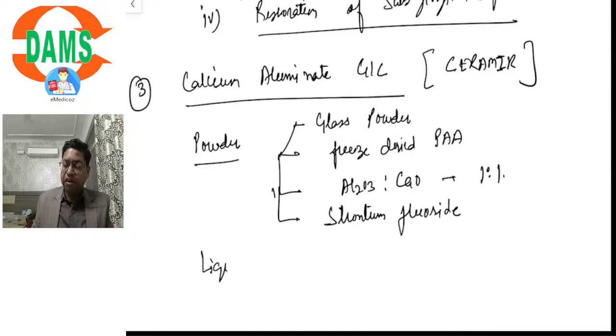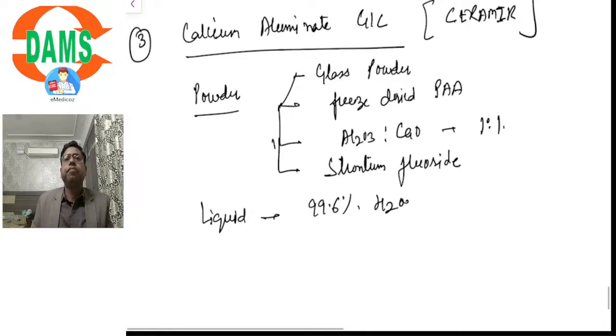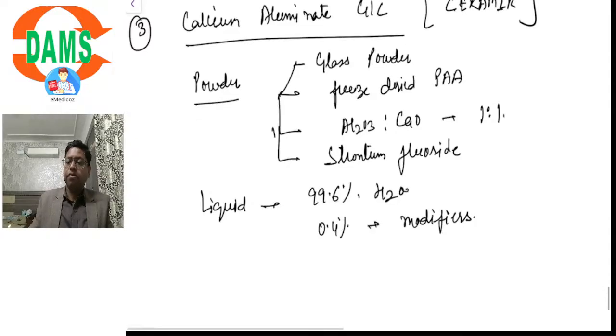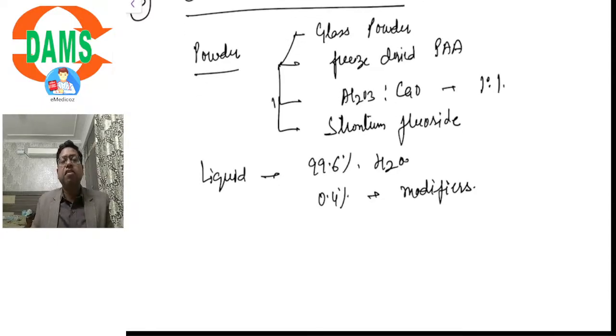The liquid is nothing but 99.6% water. So it is a form of water soluble GIC. 0.4% modifiers are present. So you can see that it is a type of anhydrous or water soluble GIC in which the liquid consists of water only.